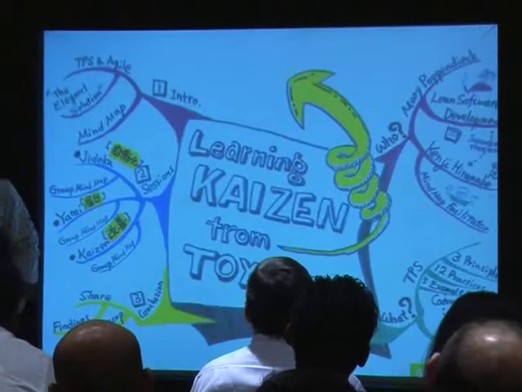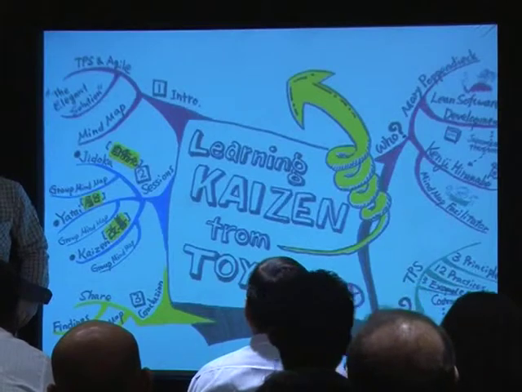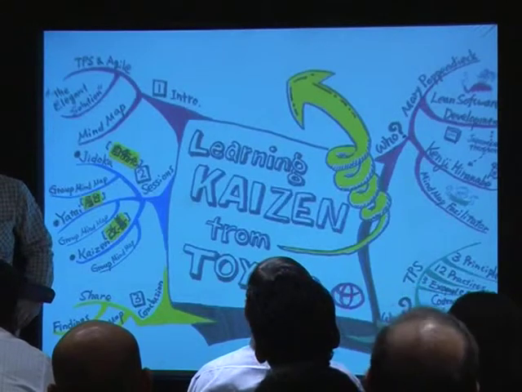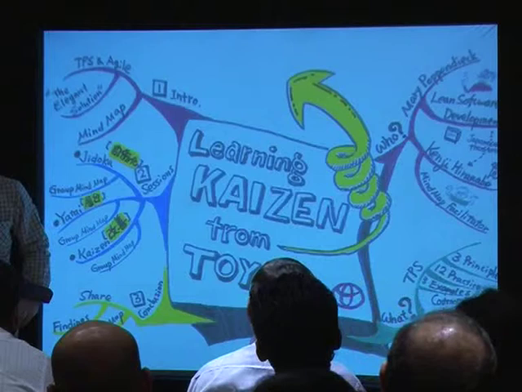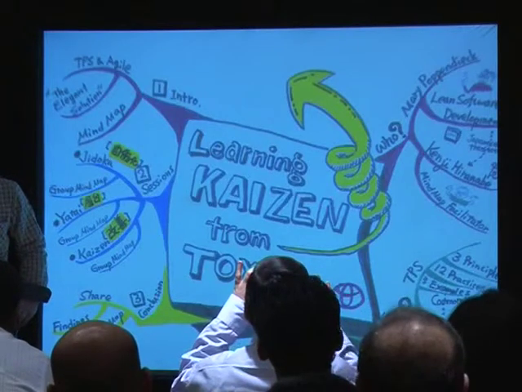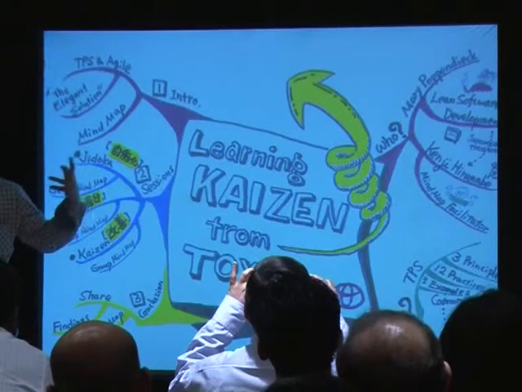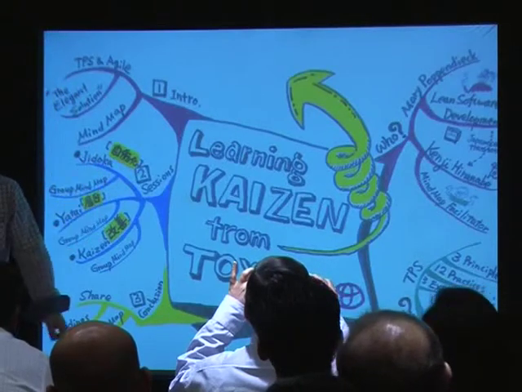And this one is about the talk I did two days ago, that you maybe missed. It's about learning Kaizen from Toyota. And I drew this mind map so that I can remember how to talk in the session.